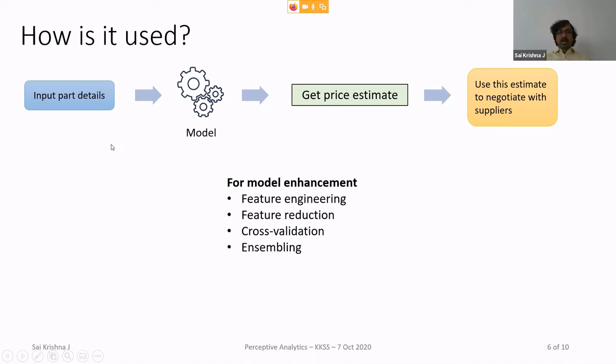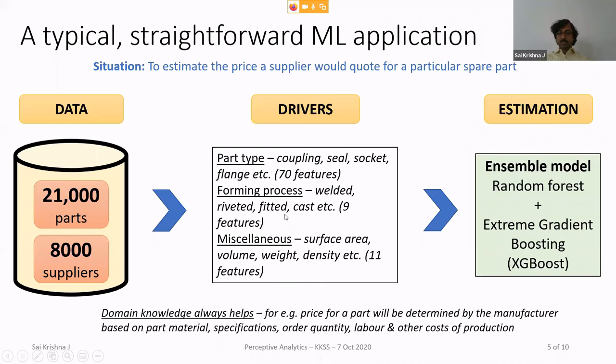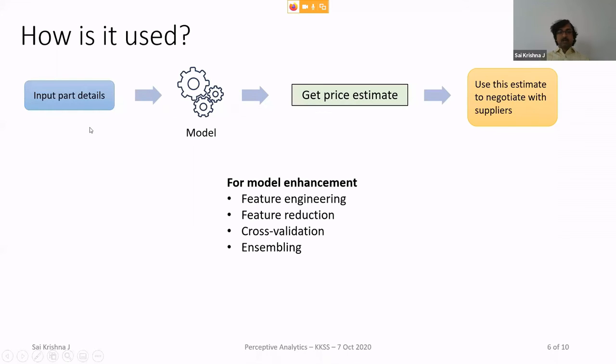What I do is I get the part details. All this that you saw here, the part type, the forming process, surface area, volume, weight, all these things. I will get all these details and feed them into my model. I will get the price estimate, and using this estimate, I will negotiate with my suppliers for better prices. So the next time the supplier quotes a price which is way higher than this estimated price, I know that the supplier is trying to take advantage. So I will use this estimate to negotiate better with my suppliers.